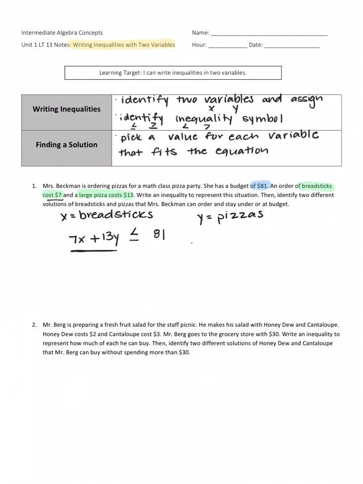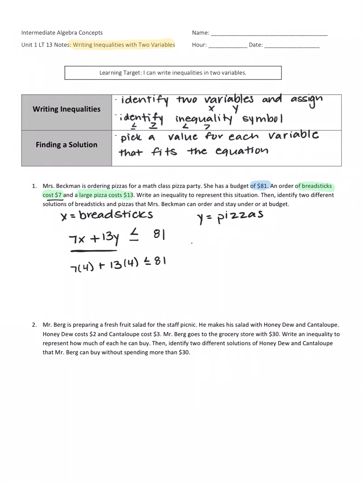Then it says identify two solutions of breadsticks and pizzas that Mrs. Beckman can order and stay under budget. So I'm just going to choose some numbers. So let's say I want 4 breadsticks. So I'm going to say 7 times 4 plus 13. And let's say I want 4 pizzas. So I'm going to put a 4 where that Y is, where the pizzas are. And that has to be less than or equal to that $81.